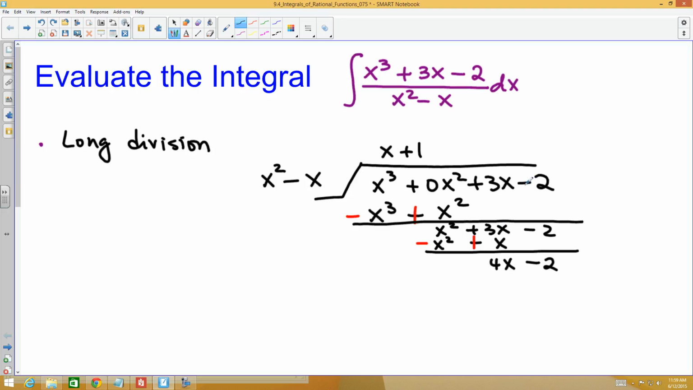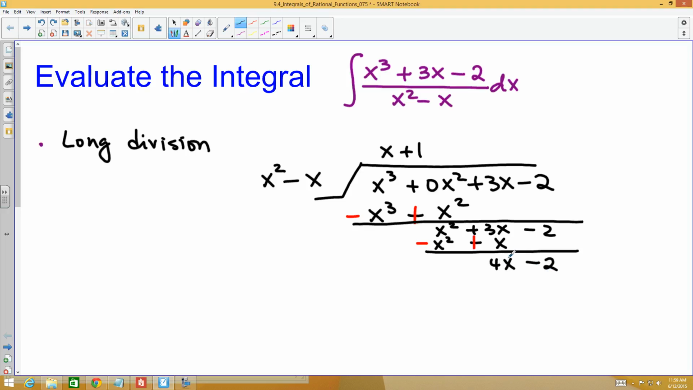Now bring the 3x down, bring the negative 2 down. Do the same thing now. Now we are dividing x squared plus 3x minus 2 by x squared minus x. So divide x squared by x squared, you get 1. So multiply everybody here by 1, and we get x squared minus x. Now flip the sign again. The x squared cancels out, and then you have 3x plus x is 4x, and then bring the negative 2 down, you get negative 2.